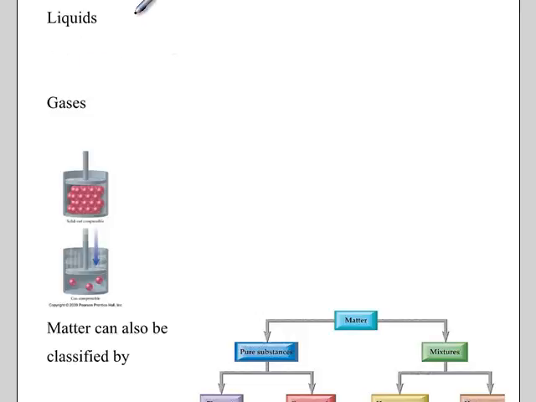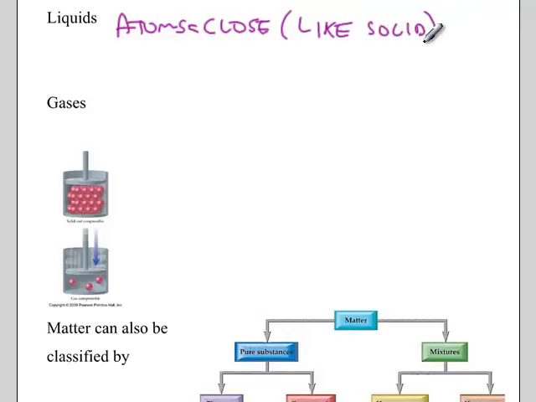In liquids, the atoms are also close together. So that's similar to what we saw with the solid. But liquids are free to move around the container. So when you pour water into a glass that looks like this, the water fills up the bottom of the glass. And if you switch to a different container and you fill it with water, the water will make whatever shape the container has.